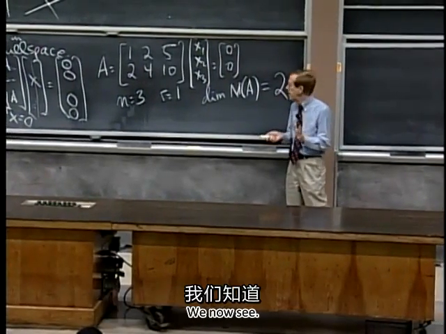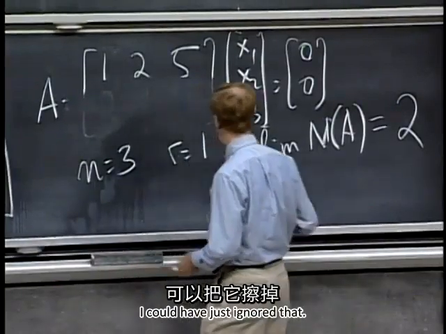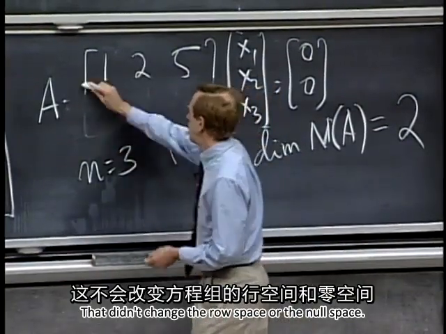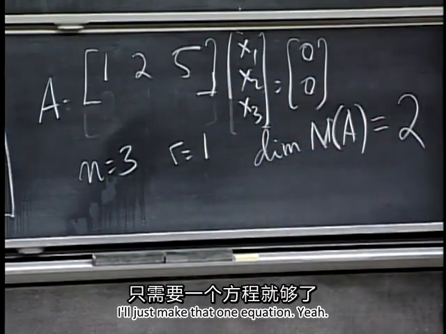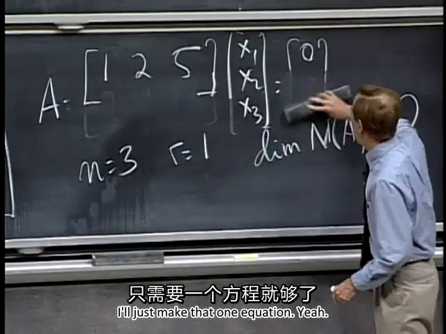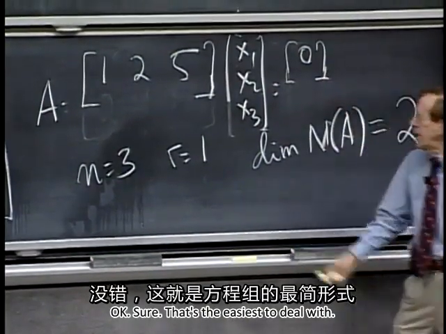Right? We now see. In fact, the 2, 4, 10 didn't actually have any effect at all. I could have just ignored that. That didn't change the row space or the null space. I'll just make that one equation. Yeah, okay, sure. That's the easiest to deal with.